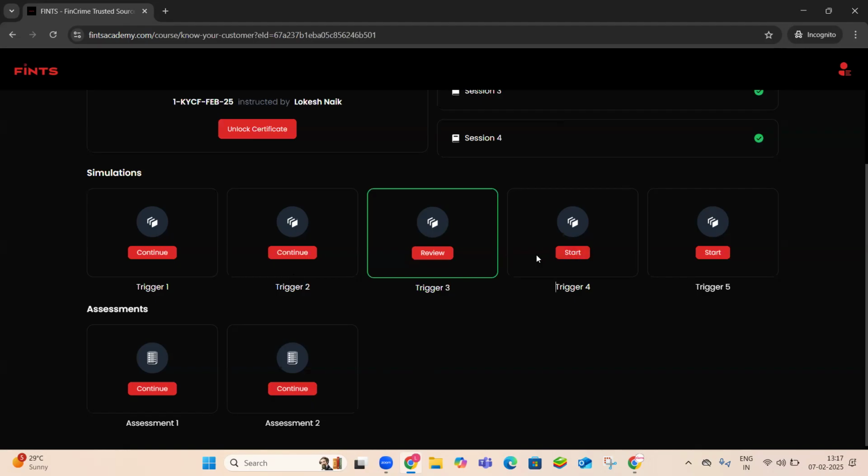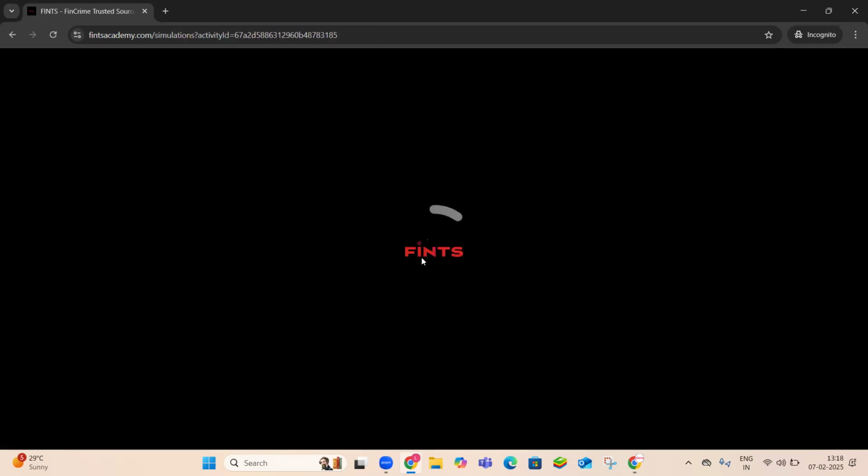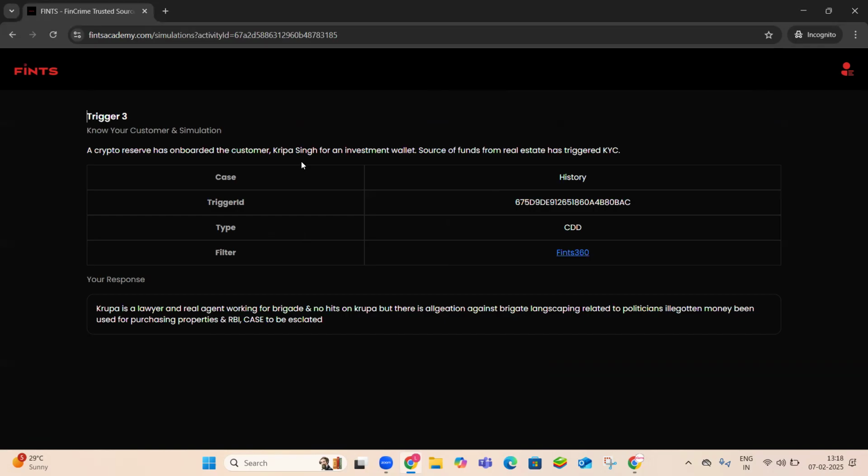There are certain cases related to KYC periodic review, certain cases related to customer due diligence review, and certain cases I have made only about identifying complex beneficial ownership structures, because that has become one of the hot topics these days. So let me open one of the triggers, for example trigger number 3, Crypto Reserve. This is how it looks.